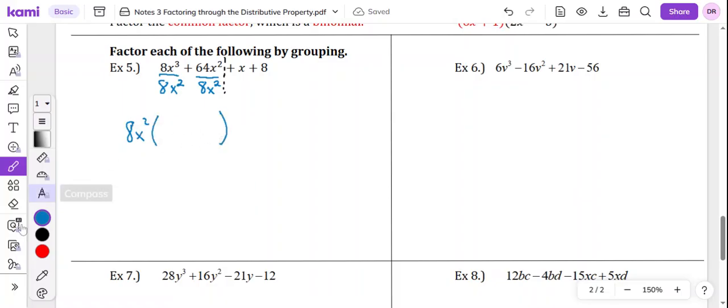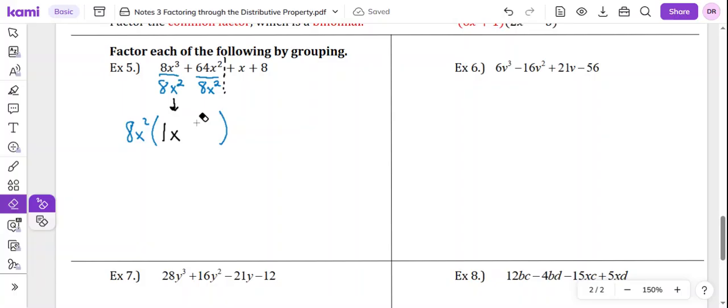And then inside of these parentheses, we'll divide what we had before. 8 divided by 8 is 1, which we can put down if we need to. We have x to the third, take away x to the second, we still have an x remaining. And you might recall earlier, we said that the 1 is understood as a coefficient. It is not necessary to write it down.